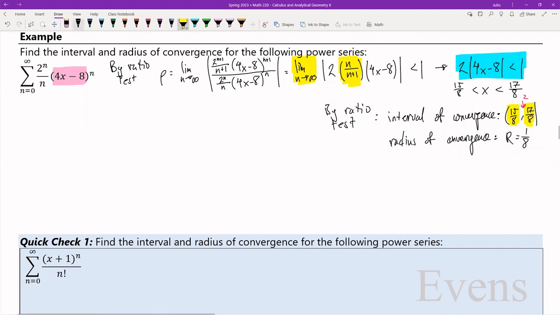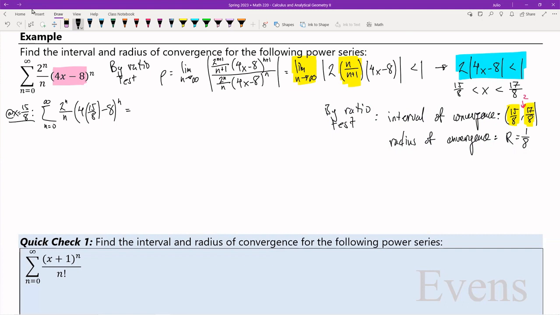Okay. So to do that, we have to plug them in just like we did in the previous one. So I'm going to put right here at x equal 15 over 8, right? We have to write out the sum, n equals 0 to infinity of 2 to the n divided by n, 4 times 15 over 8, minus 8 to the n, right? Oh, and look at me, I forgot a 4.